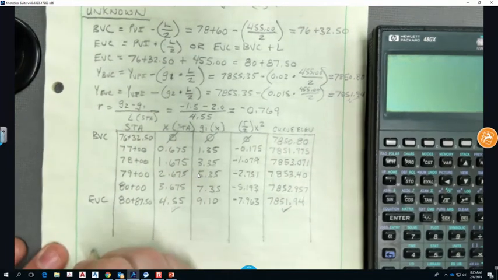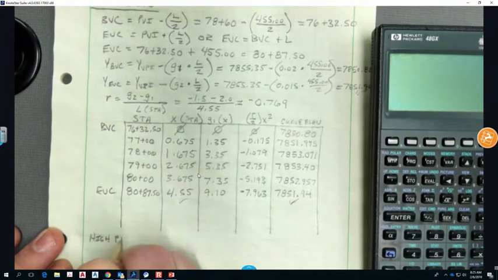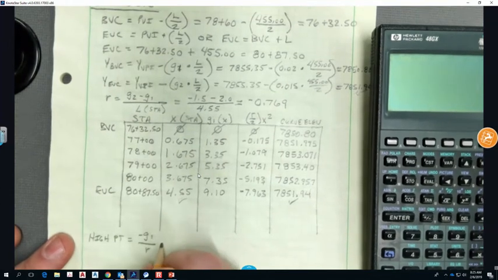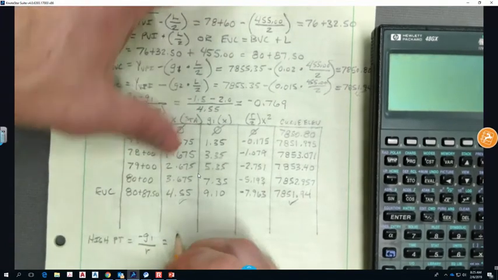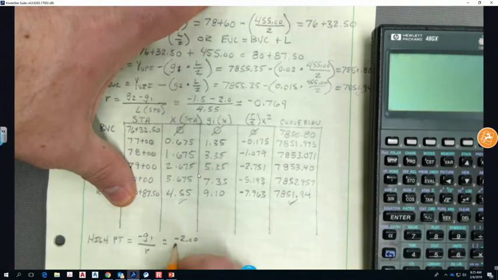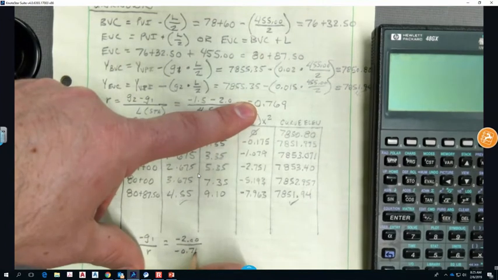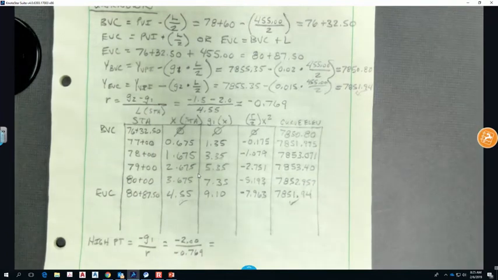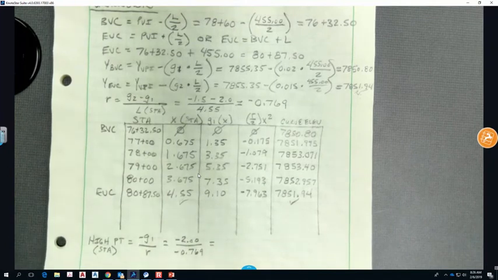Okay, so the high point formula, or low point formula, is negative G1 divided by R. Okay, so let's figure that out. G1 over R. G1 is a negative 2.00 over R, which we already figured out, negative 0.769, and that equals what? Now, the high point is in stations, okay? Right now we're figuring out stations. This isn't an elevation. This is going to give us stations to where that high point exists.